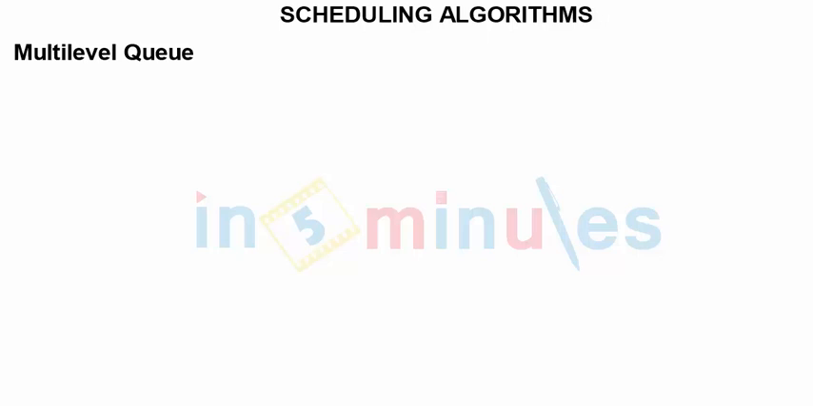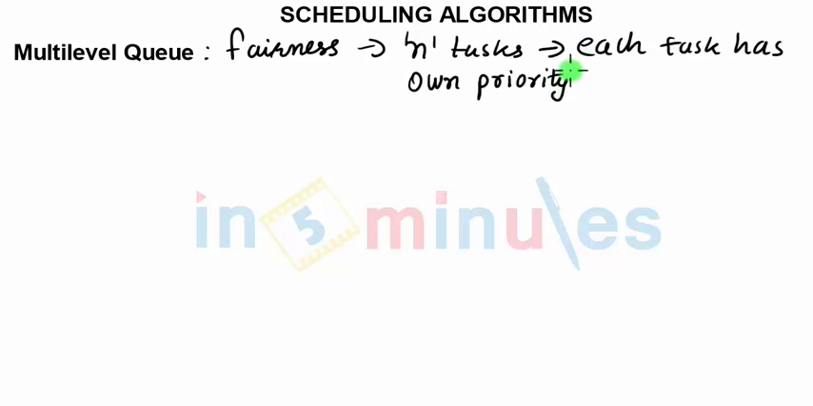The next algorithm is called multi-level queue. The basic ideology of multi-level queue is to add fairness to the system. Where fairness is needed, we have n tasks, and each task has its own priority. Dealing with all tasks equally is wrong, especially on the basis of priority. So we created something which we call a multi-level queue.